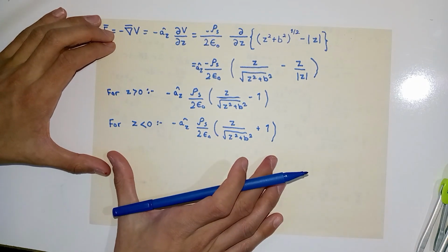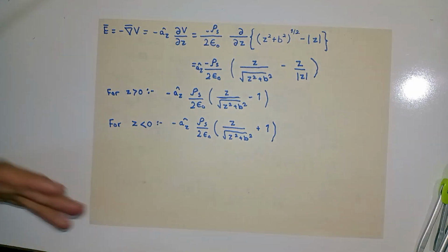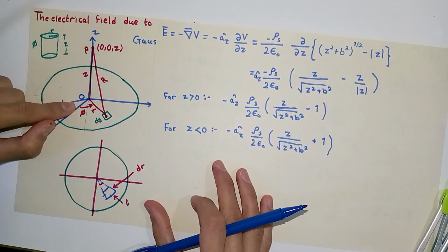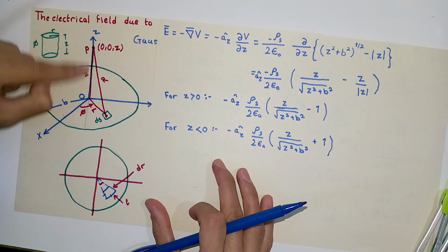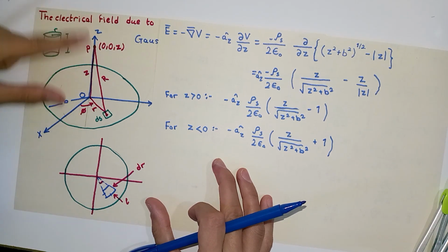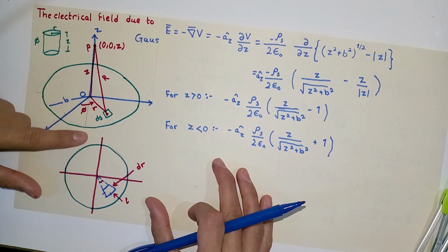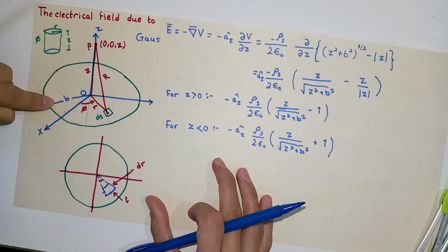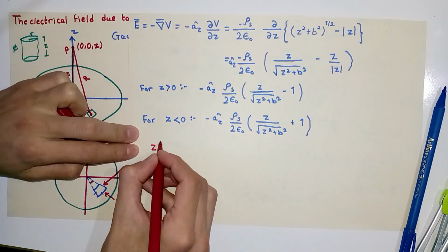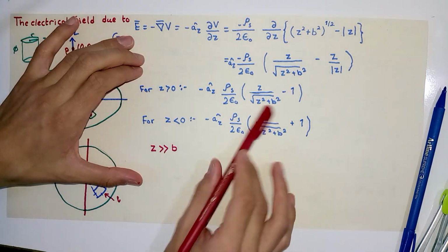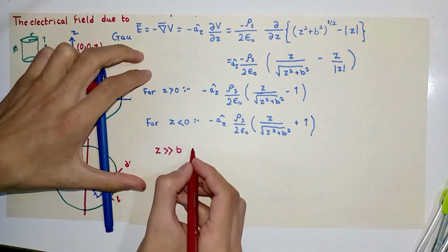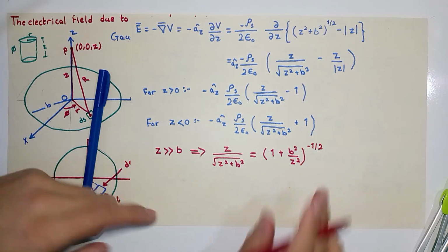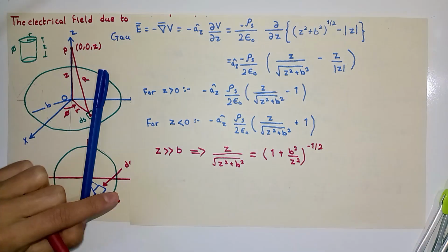And this equation can be simplified by using an approximation. For the most part, the point at which we want to measure the electric field is far away from the disk. Or in other words, most of the time, z is significantly greater than b, whereupon this can be simplified by using the binomial expansion. We are going to simplify this.